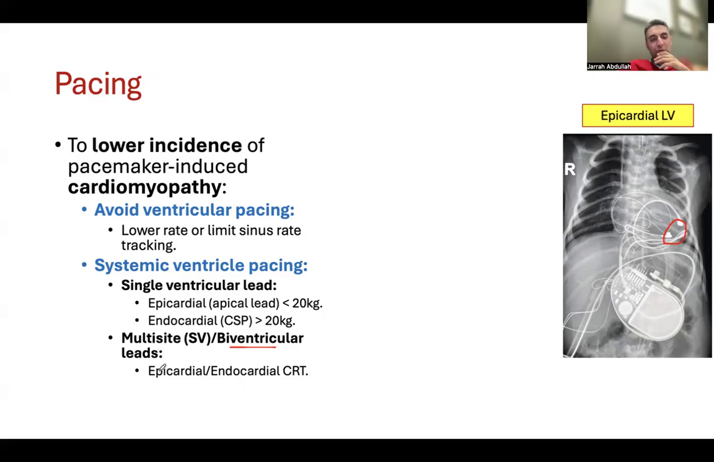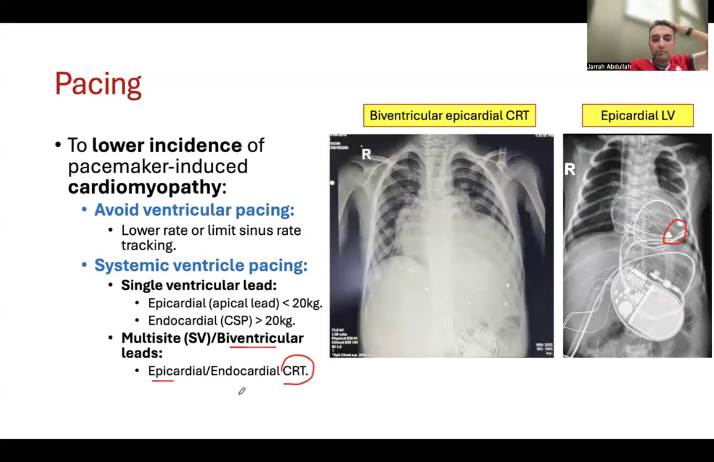And when you use two ventricular leads, this is called cardiac resynchronization therapy. If the approach is epicardial, it's epicardial CRT. If the approach is endocardial, it's endocardial CRT. So this is the definition of CRT: you're using two ventricular leads, cardiac resynchronization therapy. And this is an example of a patient who has a left ventricular lead, right ventricular lead, and obviously as well a right atrial lead.